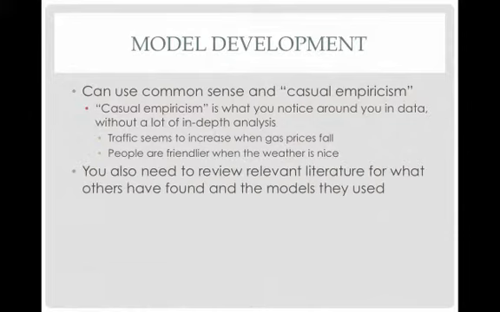You also need to review relevant literature for what others have found and the models they used. When I do research, I like to start with my common sense or my intuition and my casual empiricism. I like to think of everything I think that might affect my Y variable and think about how I think that might work. And then I go to the literature and I'm like, oh, I might have missed something. But that way, by thinking about it first, I know that I've done it fresh without sort of being narrowed by the literature. And you're going to do the same thing in lab.